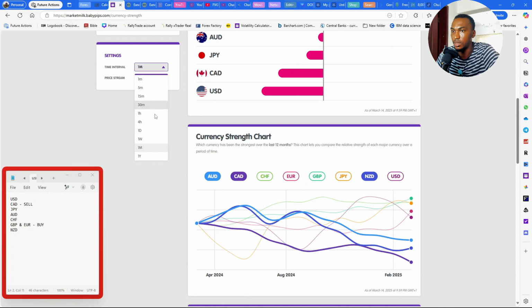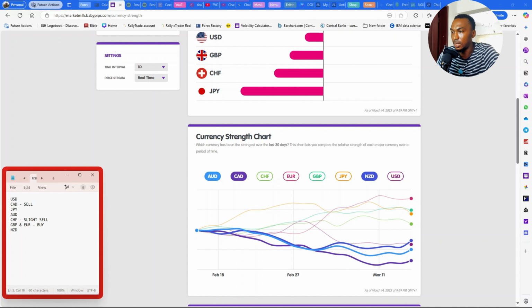Swiss franc is a slight sell, but these guys are CAD, AUD, and NZD. They are more likely to sell. So possibly sells. As for the Japanese yen, are we neutral on that?